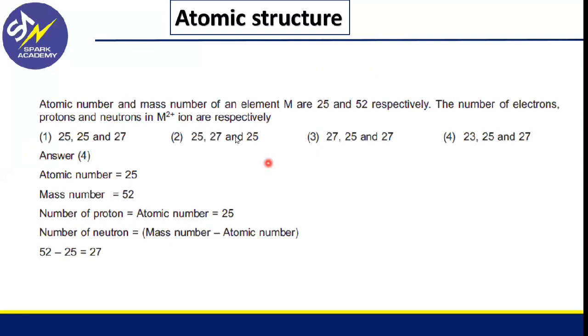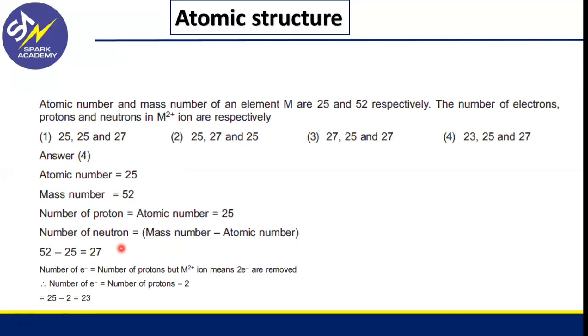Next one. There are two things given. The atomic number and mass number of an element are given, and we have to find the number of electrons and protons in the M2 plus ion, respectively. We have to find out the electrons, protons and neutrons. The atomic number is 25, so the number of protons will be 25. The mass number is 52, so mass number minus atomic number gives the number of neutrons, which is 27. That represents the protons and neutrons.